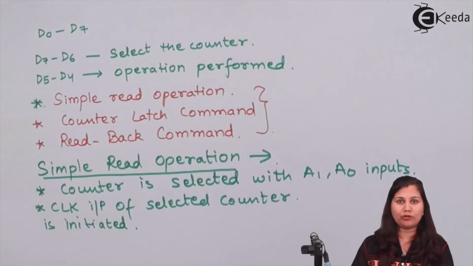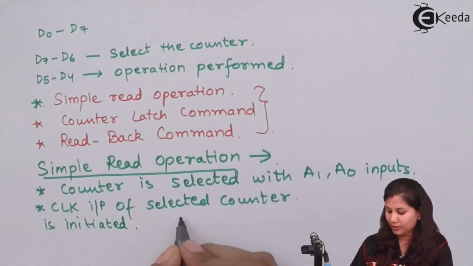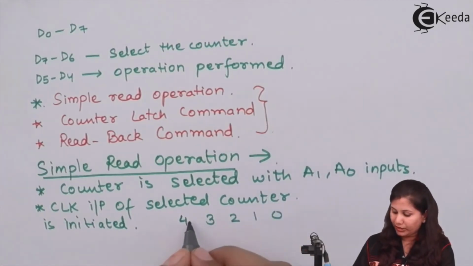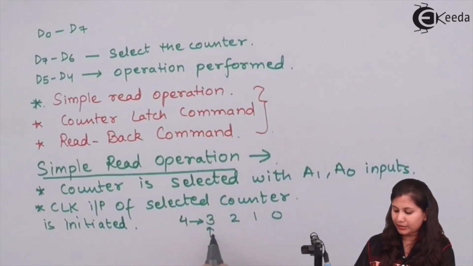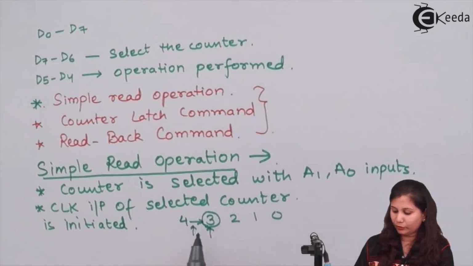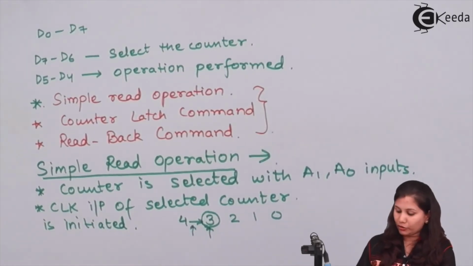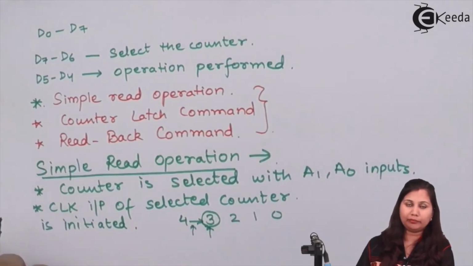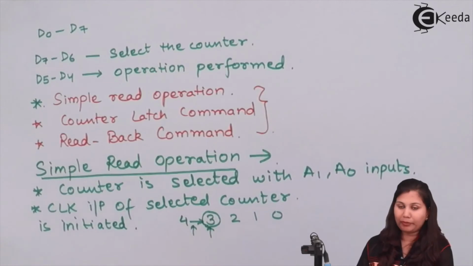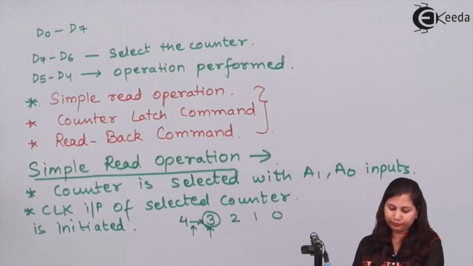Because if the count value is decremented, suppose the count value is 4, then 3, 2, 1, and then 0. When it is decremented and at that time it is read, the microprocessor is going to read the value 3. But if the count value is read in between, it will give an undefined result. That is why the clock input of the selected counter is initiated by either the gate input or any other circuitry. So this was simply the reading operation of the count value.